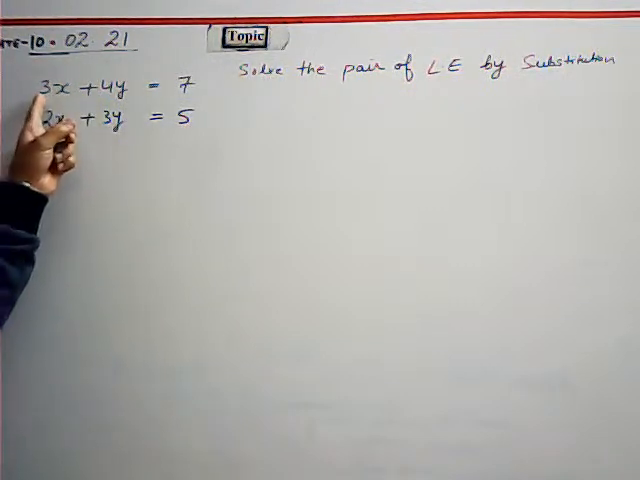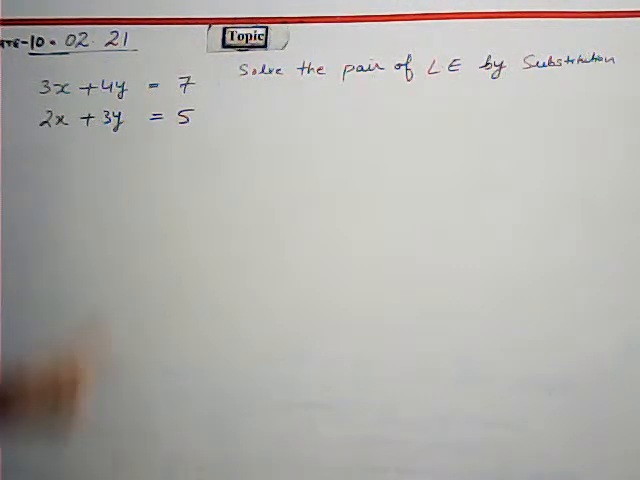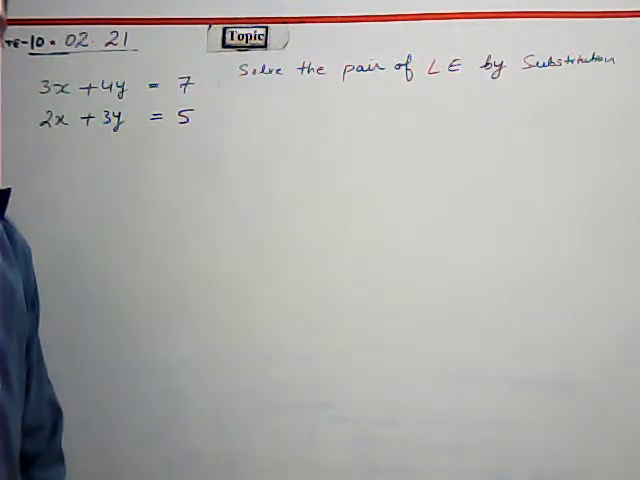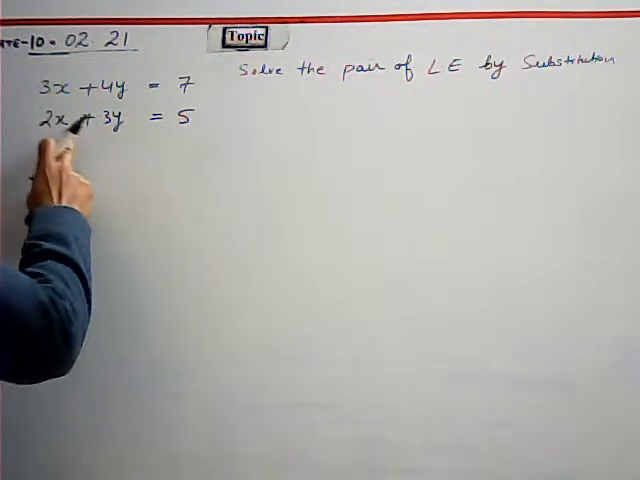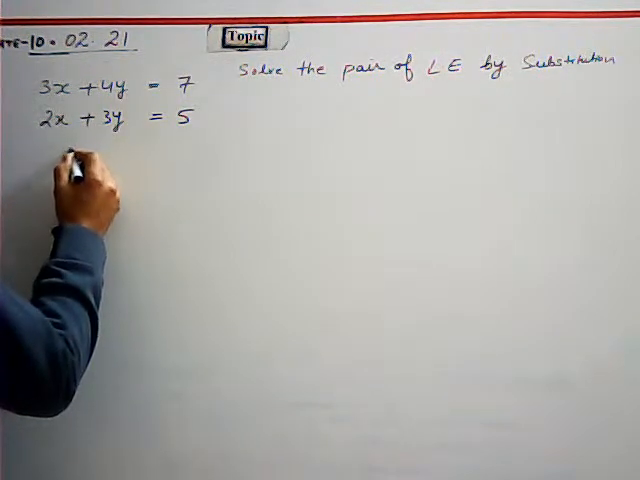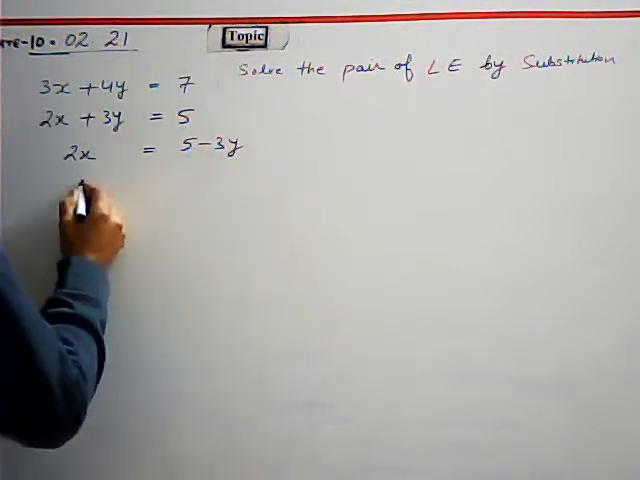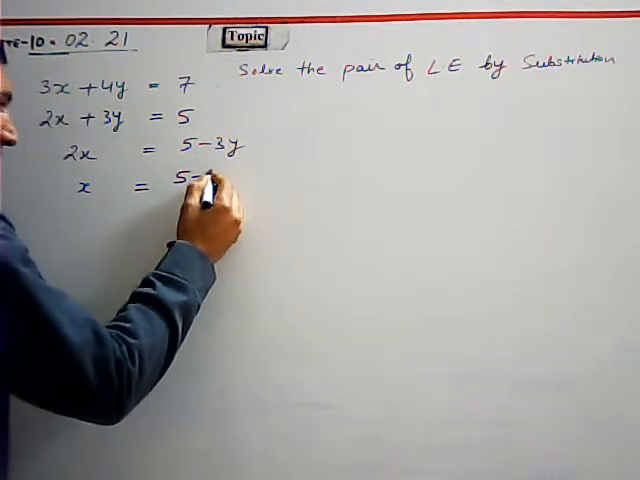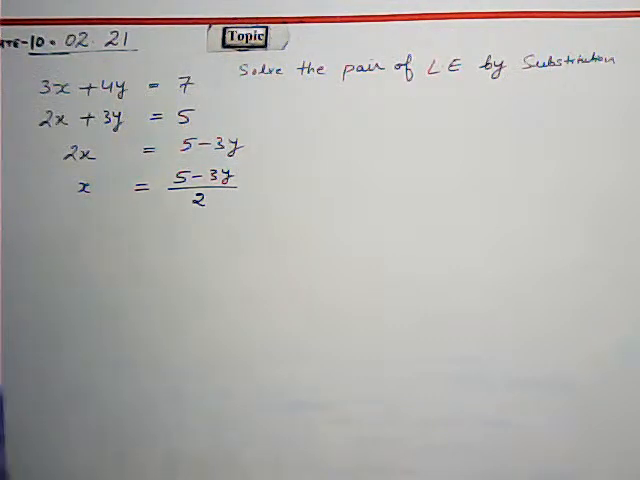So here, first equation we have 3x plus 4y is equal to 7 and 2x plus 3y is equal to 5. Right? So we have two equations here and we can choose any one. Like here, if we are taking the value of 2x in this equation, so we have 2x is equal to 5 minus 3y and x is equal to 5 minus 3y divided by 2 here, right?